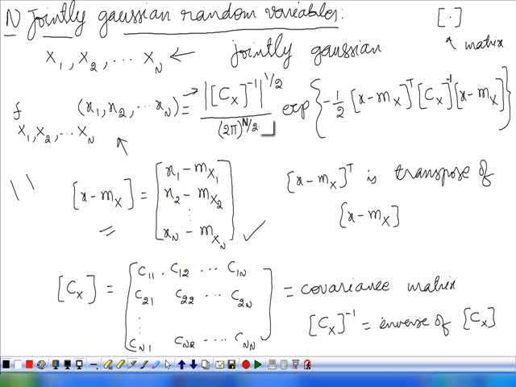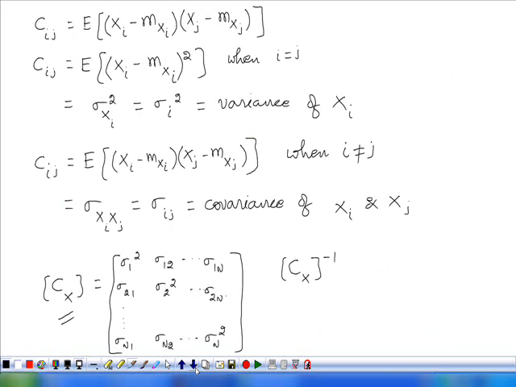Then the random variables are said to be jointly Gaussian random variables. First we considered the two random variable case, two jointly Gaussian random variables x and y. Now we extended that to n random variables. These x1, x2, and so on, xn are said to be n jointly Gaussian random variables. They are said to be jointly Gaussian when the joint PDF of these n random variables is given by this much. Is it clear to you?